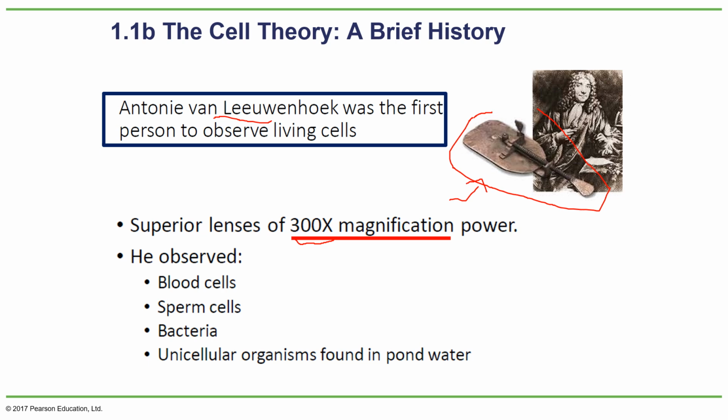Different from Hooke, who observed dead cells, Leeuwenhoek observed live cells like blood cells, sperm cells, bacteria, and unicellular organisms that he found in pond water. So this is fascinating, and as you see, those two scientists were observing different things, and they started documenting and reporting all the things that they observed. This magical world that was microscopic.